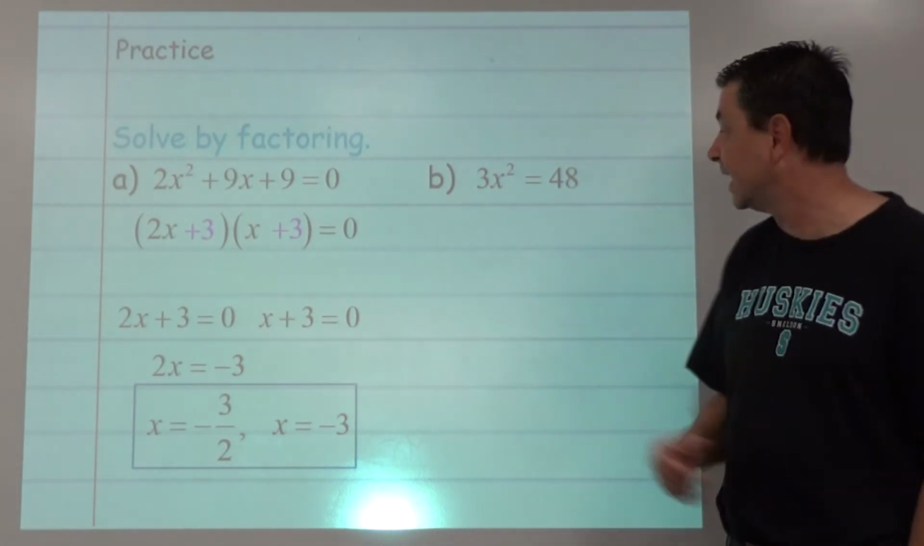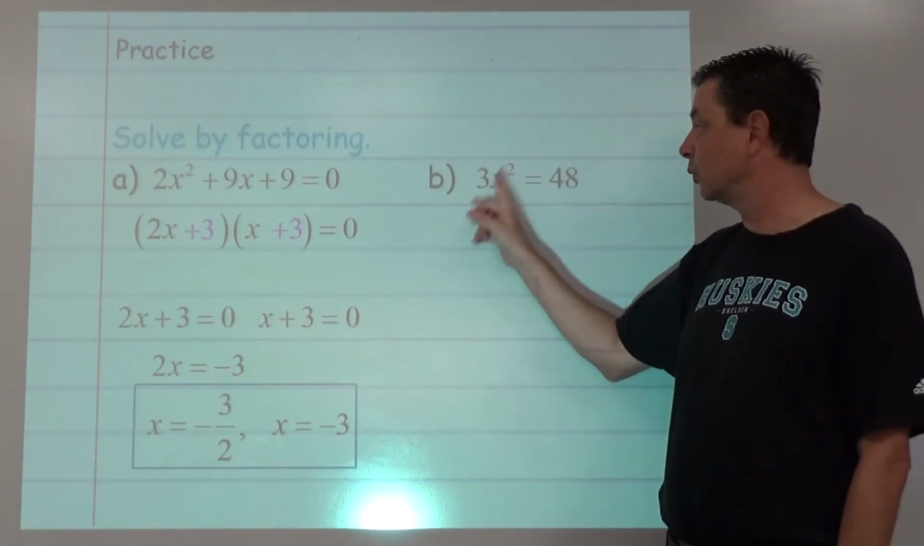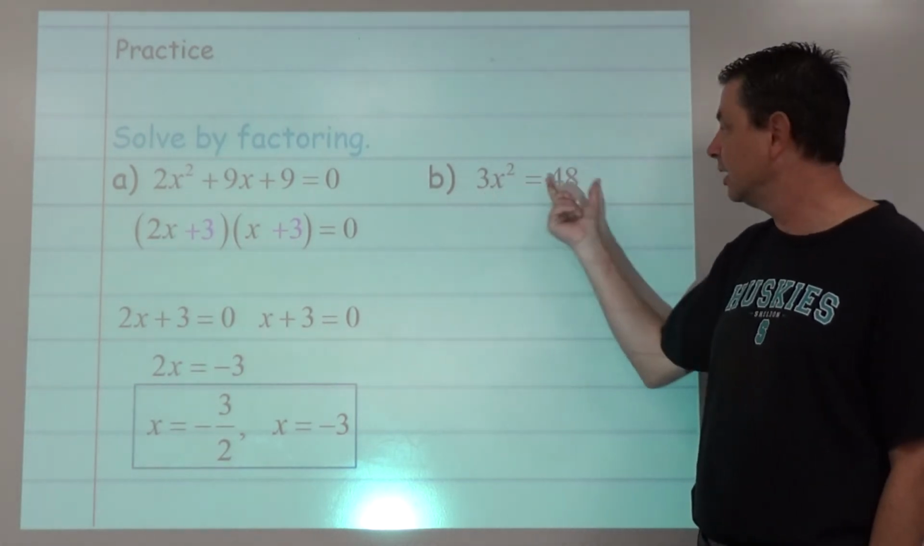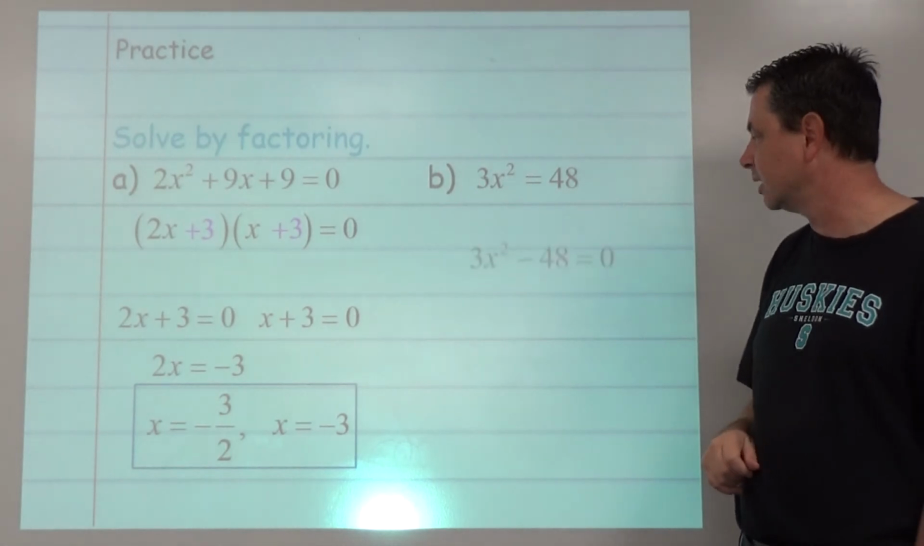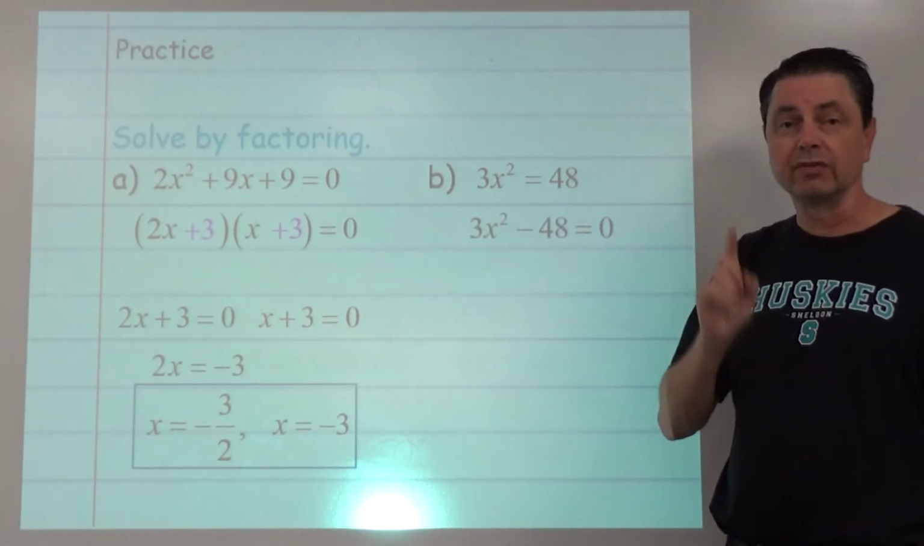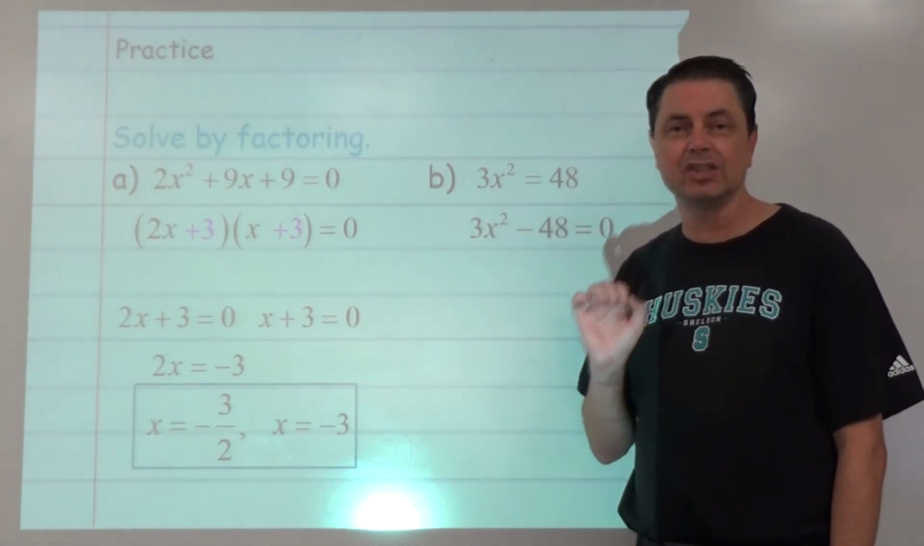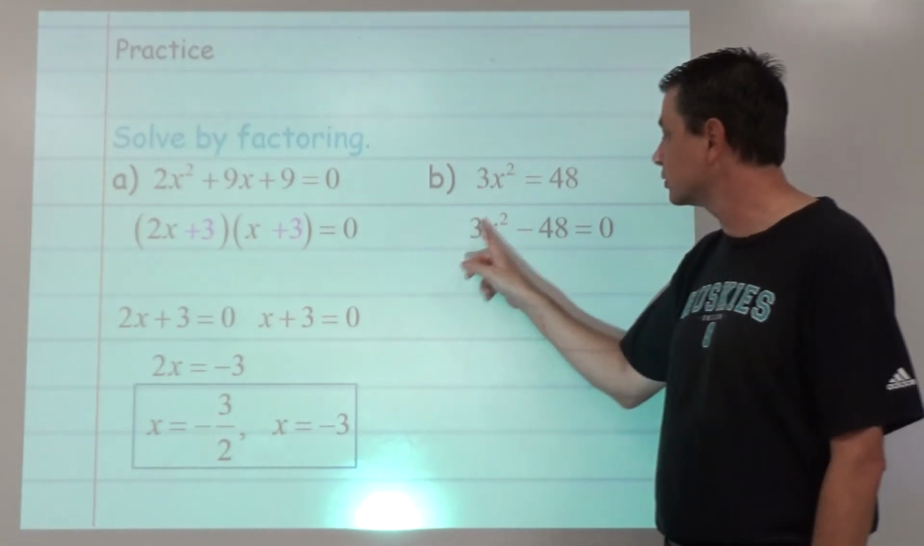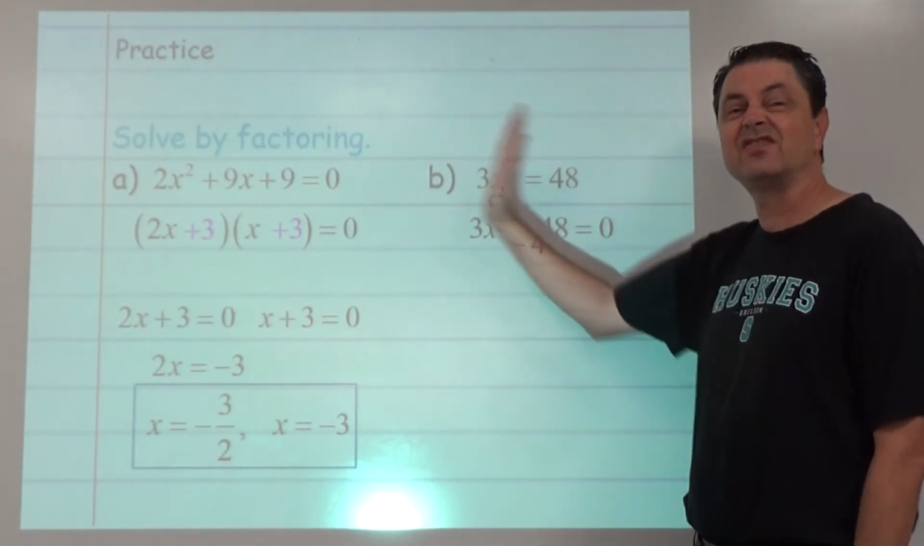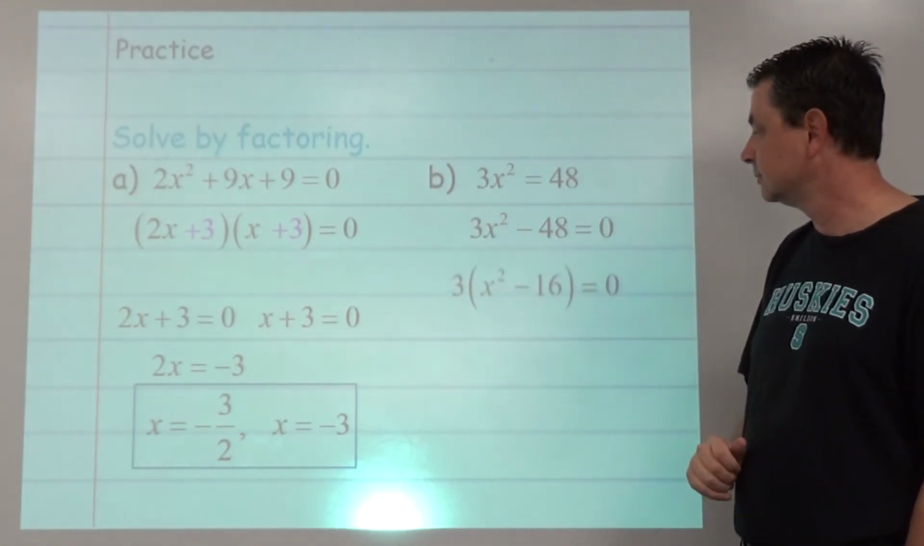Let's look at part B. It's not ready to factor. Got to make it equal to 0. Like the positive x squareds here, let's subtract 48 on both sides. Our first factoring method is always GCF. Hey, there's a 3 in common. Let's factor out the 3.